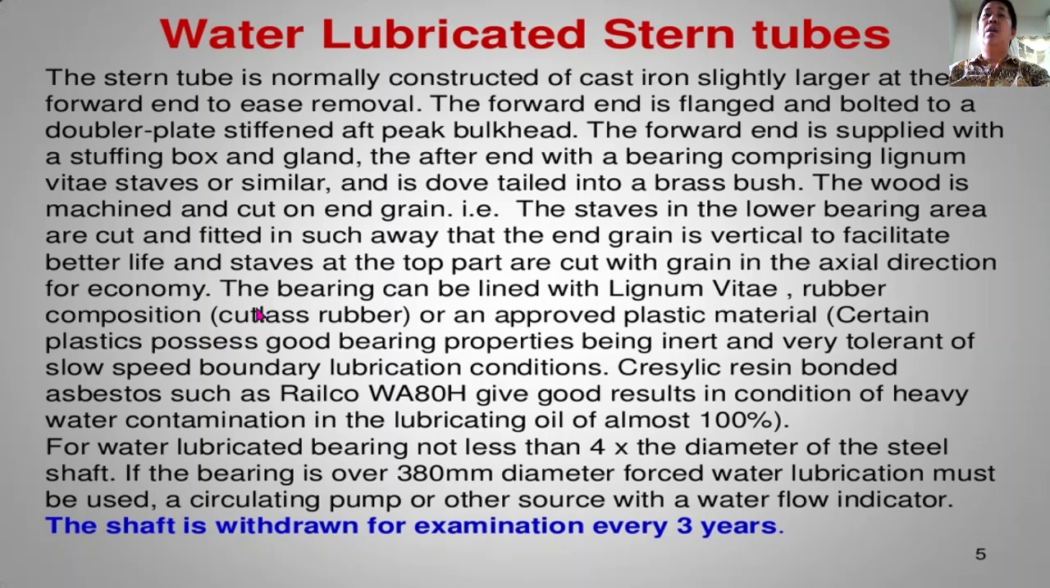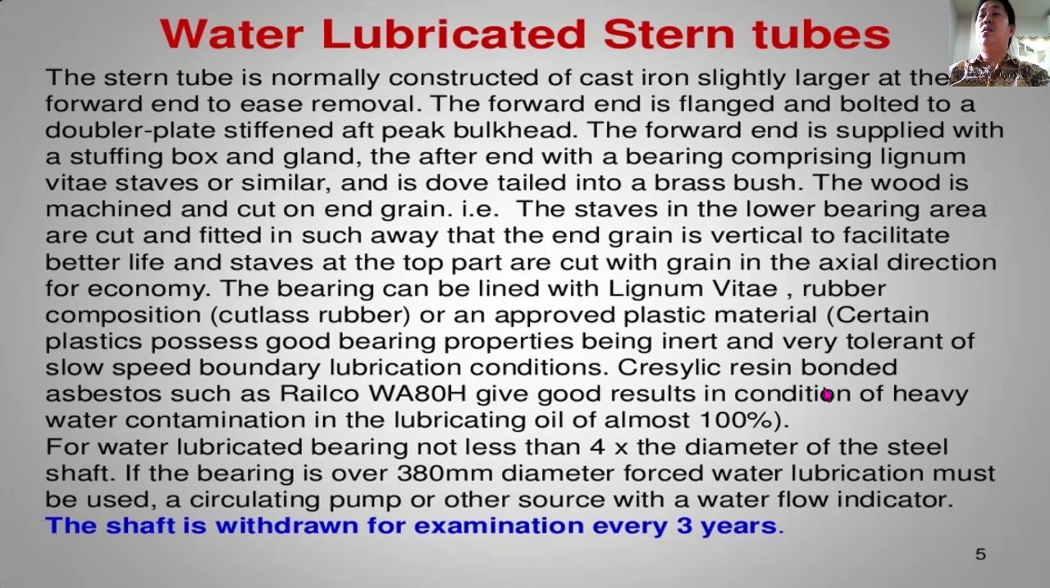The bearing can be lined with lignum vitae, rubber composition, so-called cutlass rubber, or an approved plastic material. Certain plastics possess good bearing properties, being inert and very tolerant of slow speed boundary lubrication conditions.